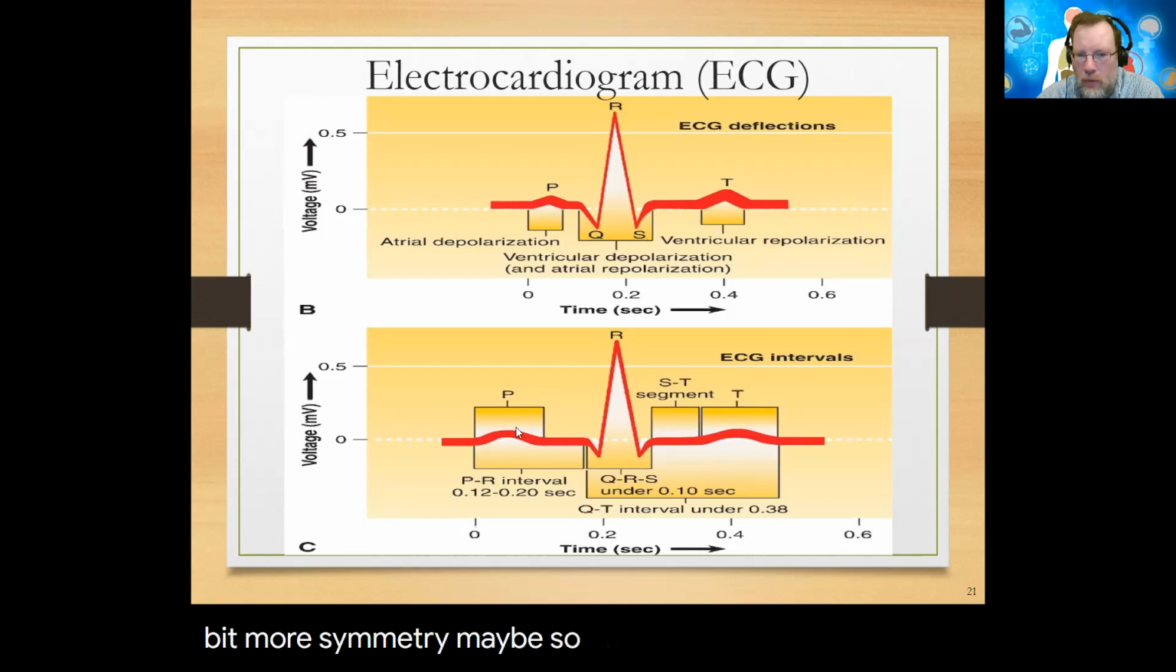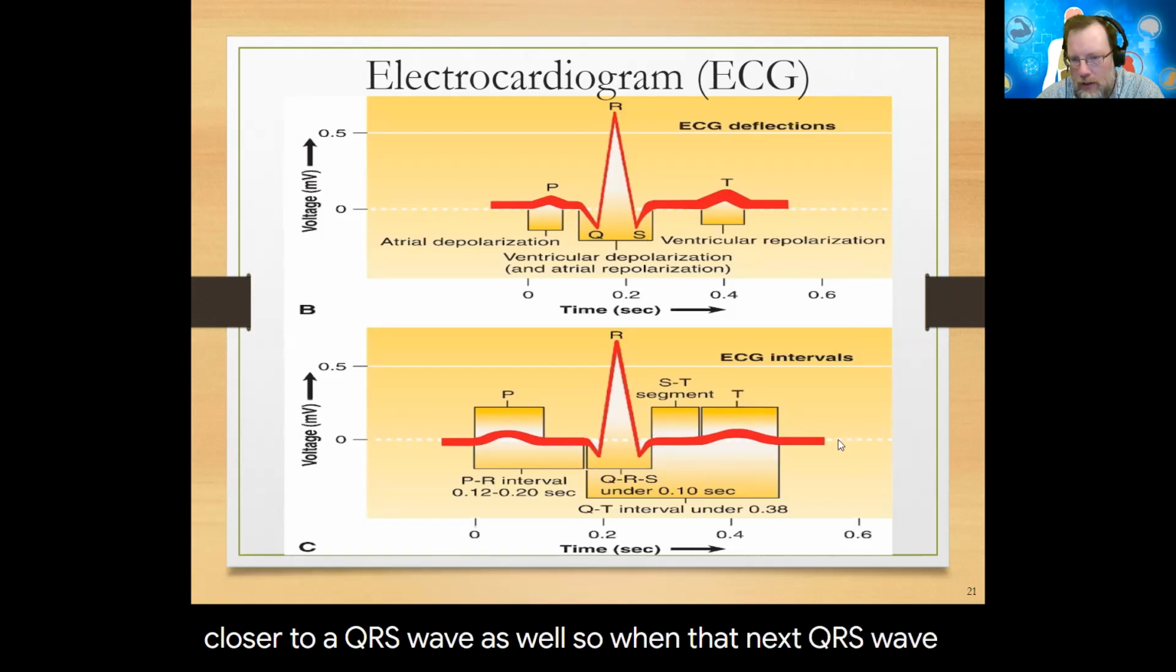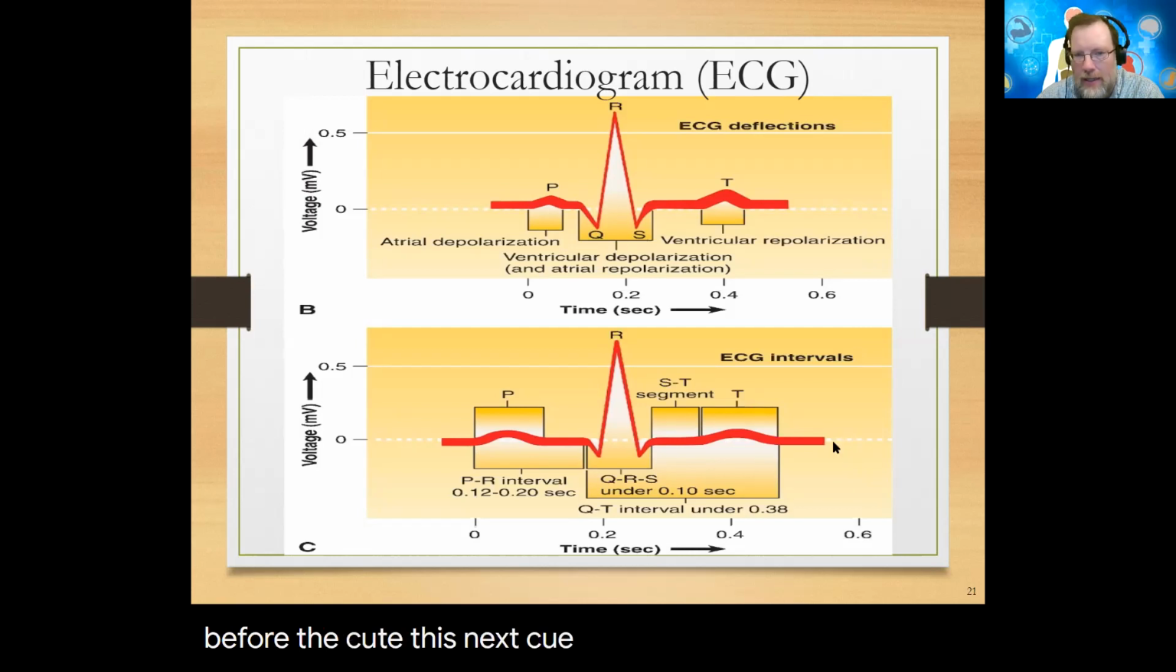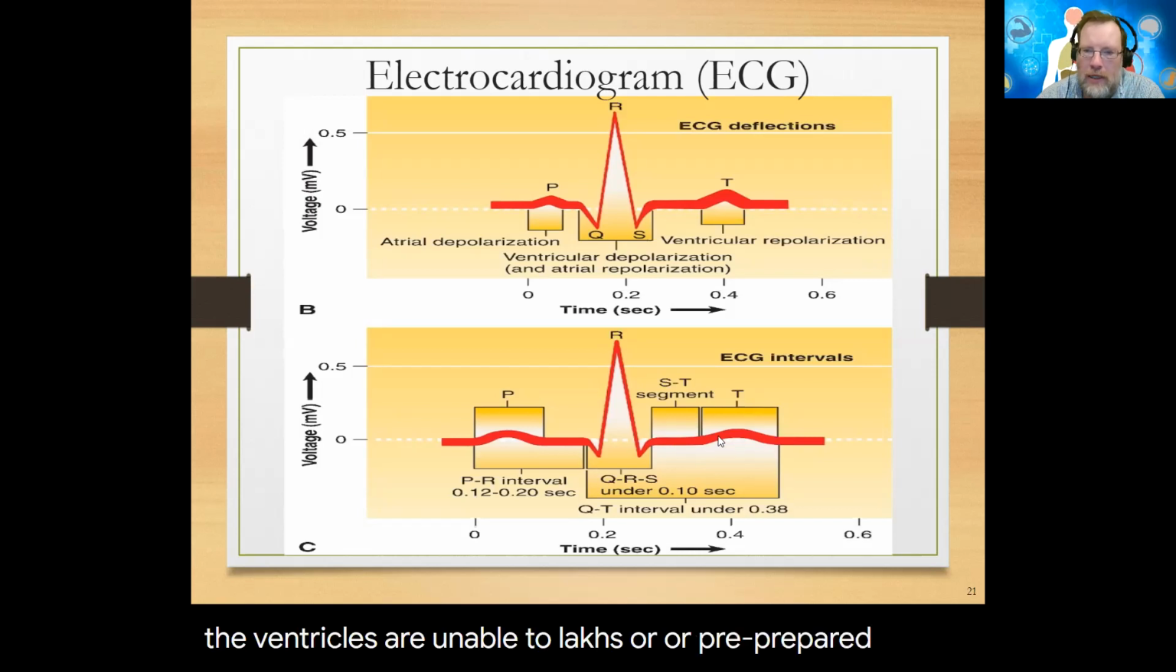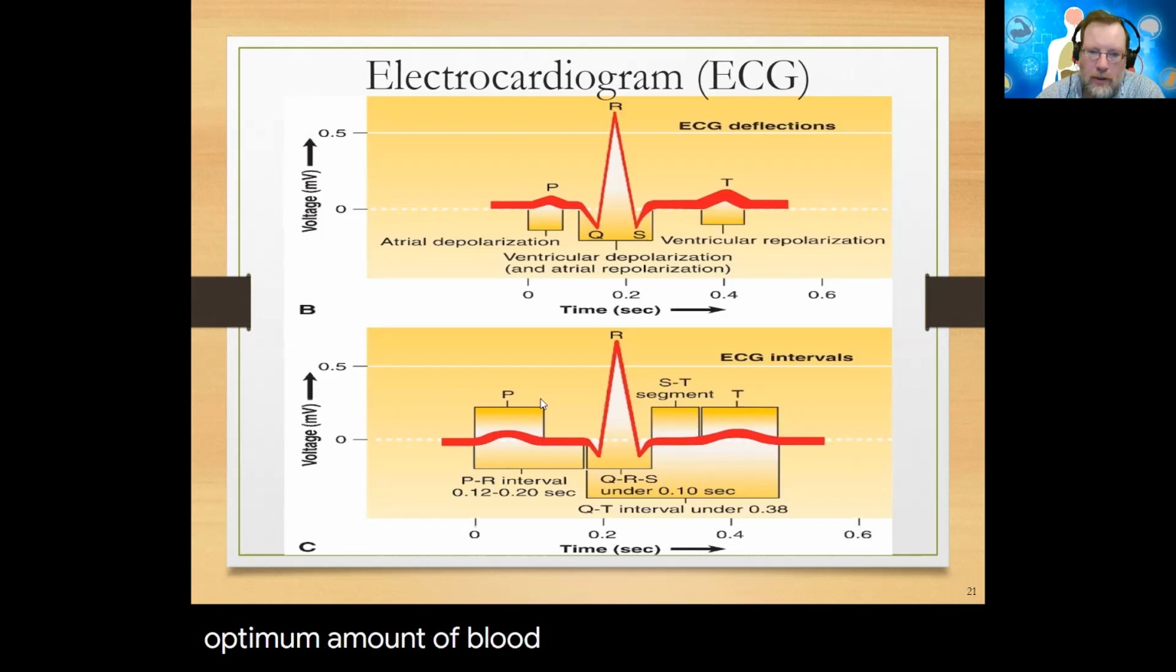So P waves are going to be closer to a QRS wave as well. So when that next QRS wave starts, if we only have one hump and that hump is right before this next QRS, then that's a P wave and we're lacking a T wave. So if we're generating a P wave and a QRS before a T wave is able to show up, that means that the ventricles are unable to relax or be prepared for the optimum amount of blood that they're going to receive after the atria contracts or following a P wave.